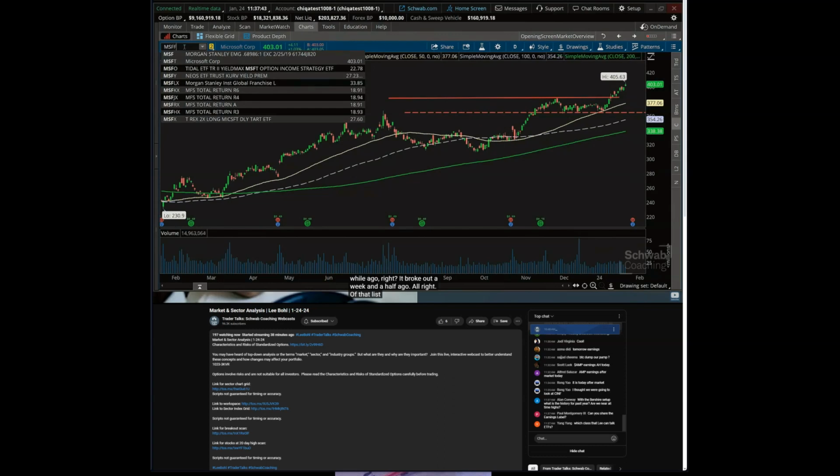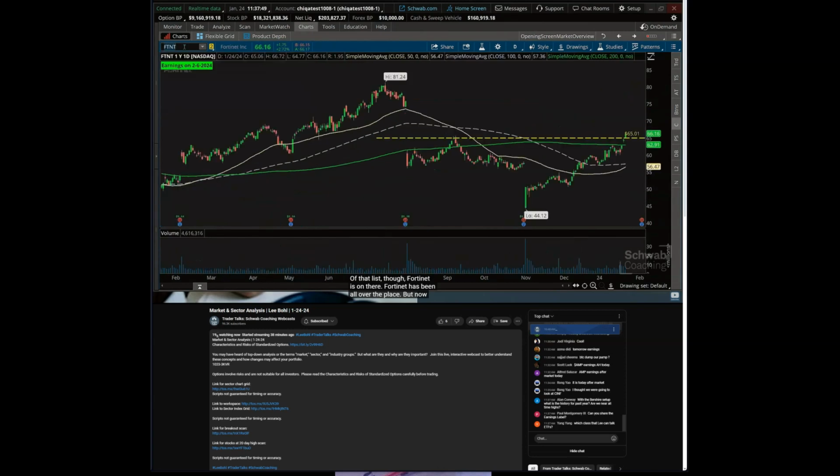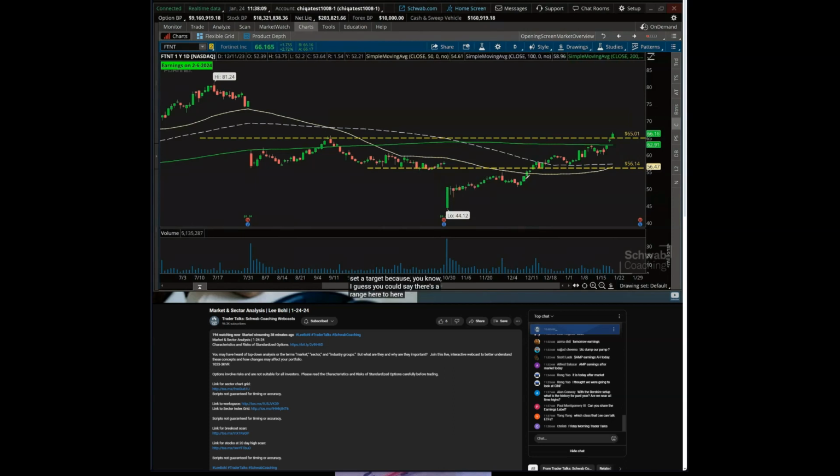Fortinet has been all over the place, but now we have a breakout of resistance on Fortinet here. Let's zoom in. All right. Now, this one might be a little bit harder to set a target because, I guess you could say there's a range here to here. All right. Because we had this as support. It acted as support in here, support in here. This high looks like resistance.